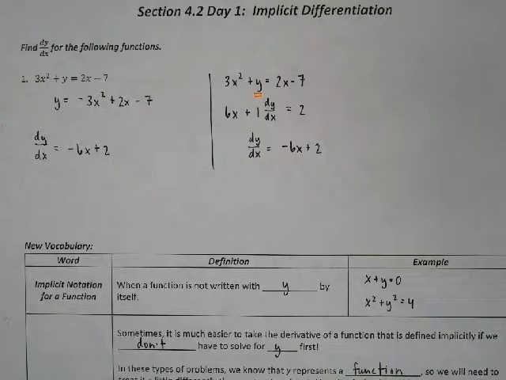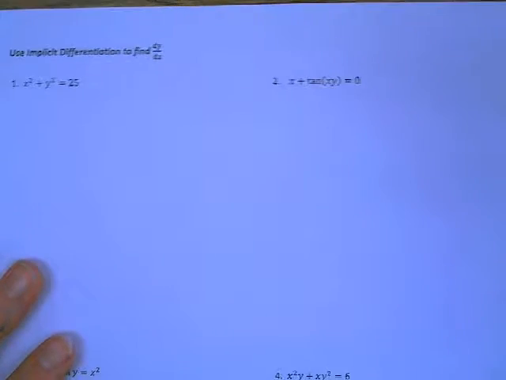So now let's take a look at some other examples. The next 4 we're going to do, either it would be more difficult to solve for y, or like I said, in some cases, we may not even be able to isolate y. So let's look at number 1.